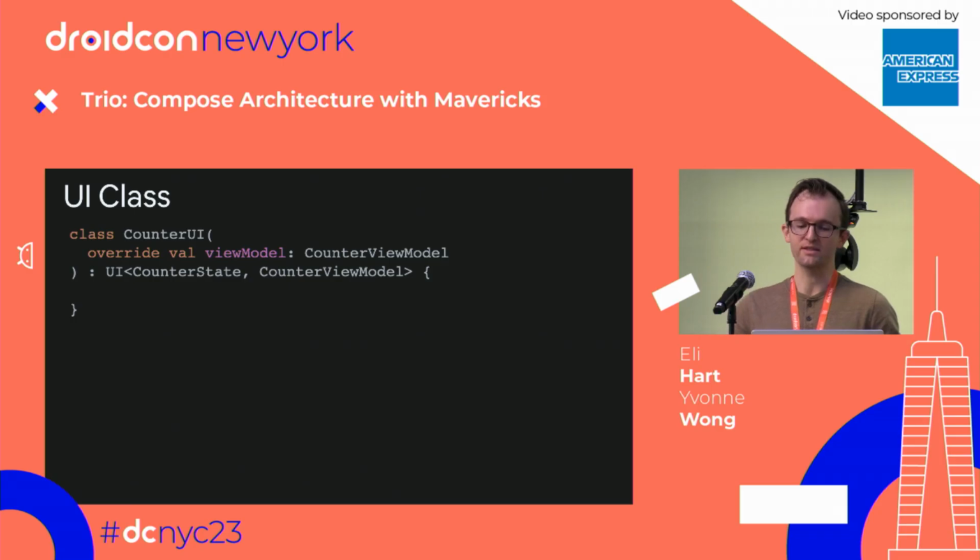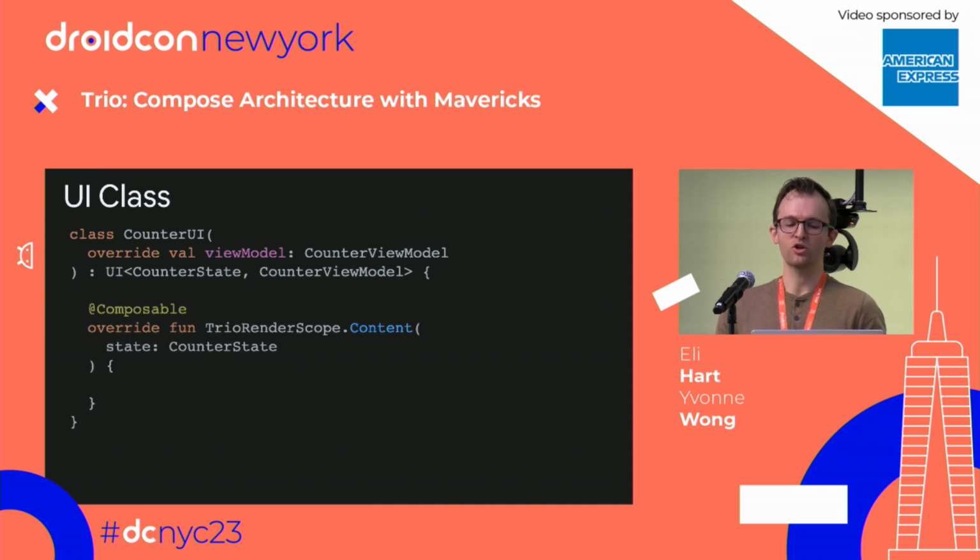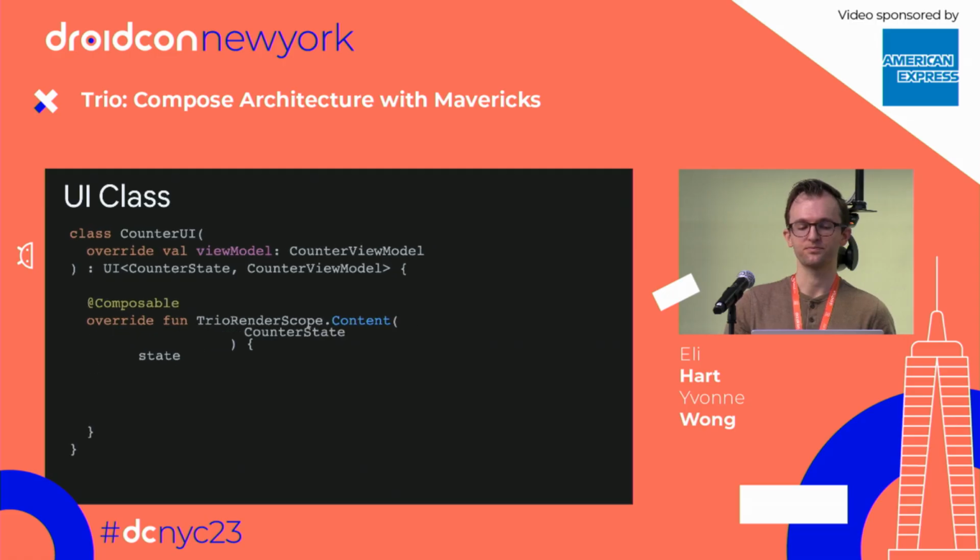Once we've created the Trio instance, we can render it in UI. Each Trio has a corresponding UI class typed with its state and viewmodel. It implements a single composable function named content, which determines the UI that the Trio shows for a given state. The function has a Trio render scope receiver type, which allows us to customize the Trio's animations. While a top-level function could have been used here, Trio's design uses an interface to represent the UI because we wanted to be able to codify the state and viewmodel types, properties, and arguments.